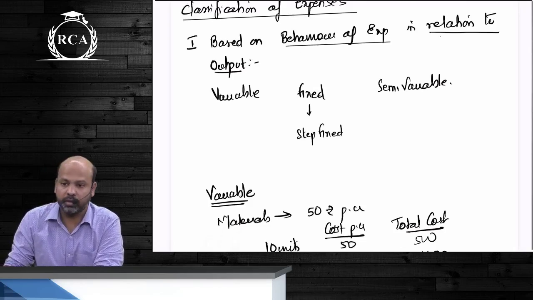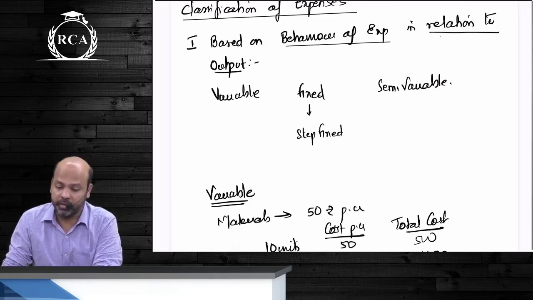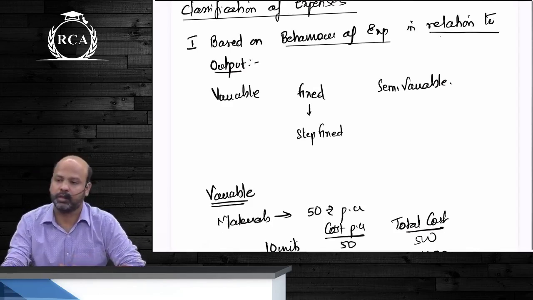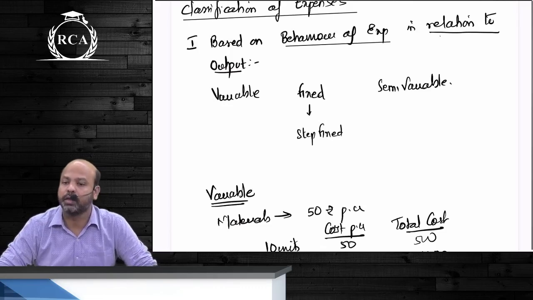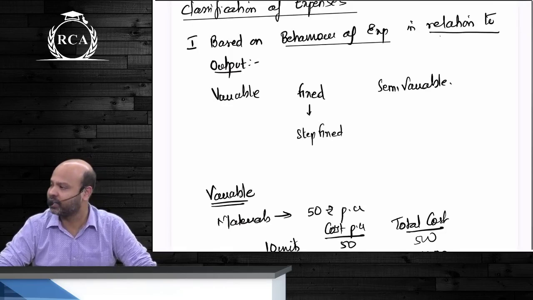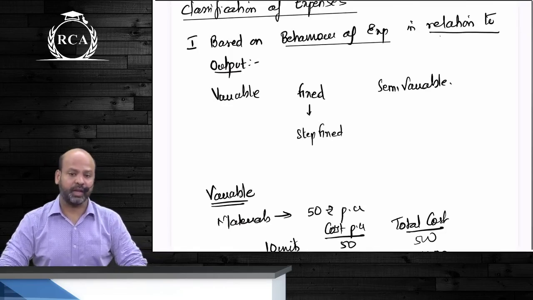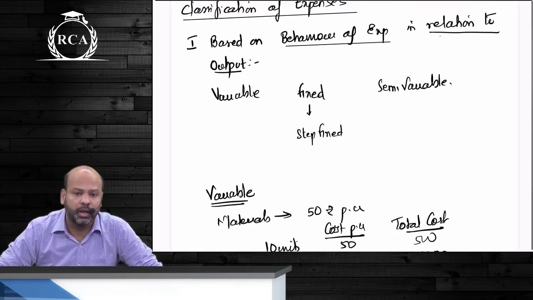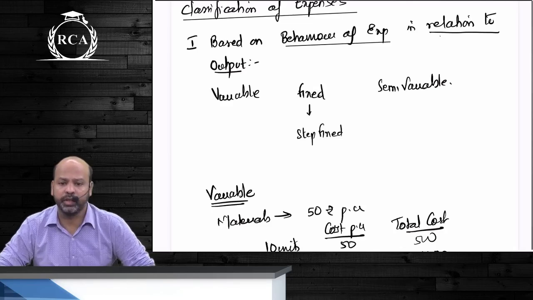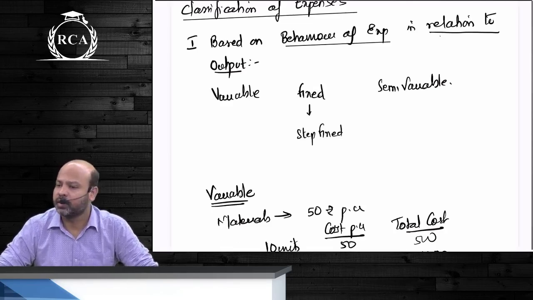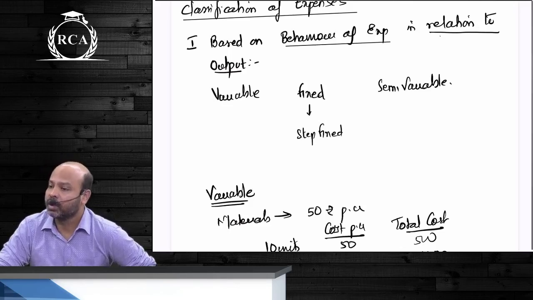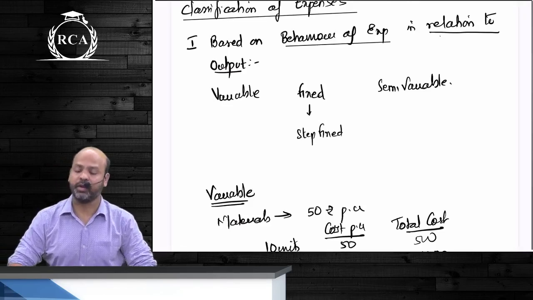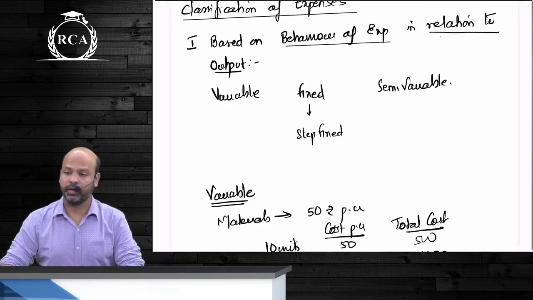Next line. Step fixed cost will remain constant up to a specific level of activity, beyond which it increases, but will remain constant for the next level of activity.